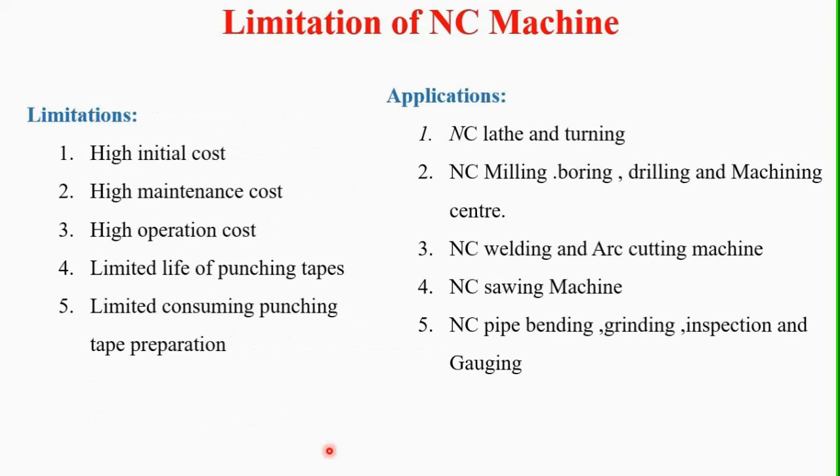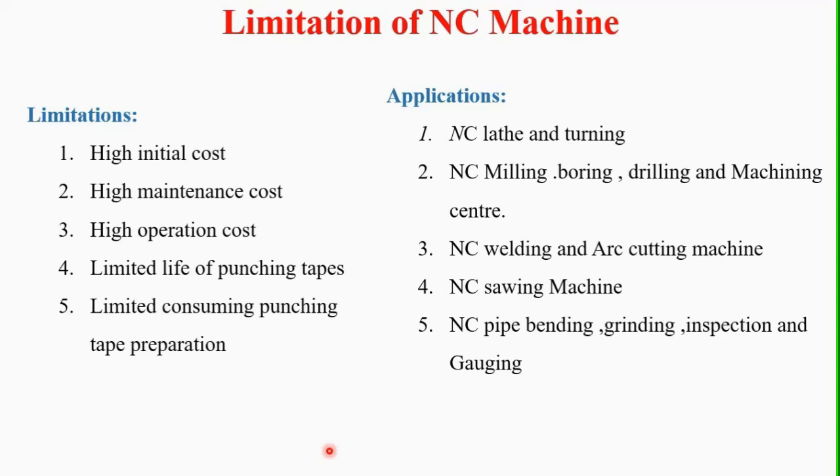Similarly, a few limitations of NC machines are also there. First one is the high initial cost, and we can also say the high maintenance cost, as well as a very high operating cost in these NC machines. So the cost of this machine is very high. Then again, the punching tapes have a limited life, so we need to replace them regularly. So it is also one of the limitations of this NC machine. Then again, punching tape preparation is time consuming. So this is also one of the limitations.